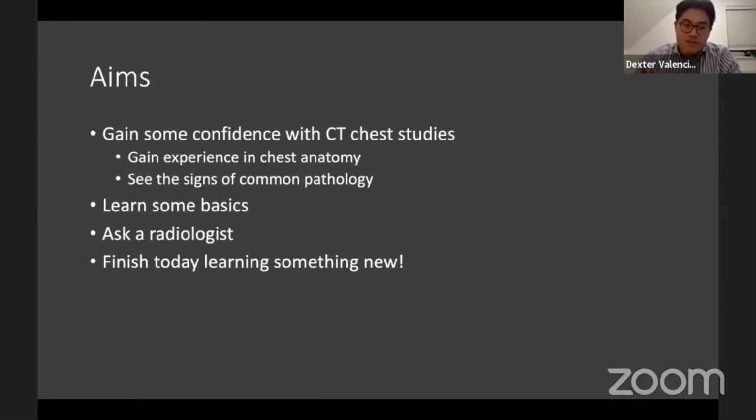So the whole idea of this talk is for you to gain some confidence with CT chest studies. What I'll be aiming to do is to ensure that you gain some experience in knowing what normal chest anatomy looks like and seeing some signs of common pathology. So the whole idea of this is not to make you expert radiologists looking at chest by the end of this, but to learn what the basics are of how to interpret what is normal, and what some of the abnormalities are that you might see.